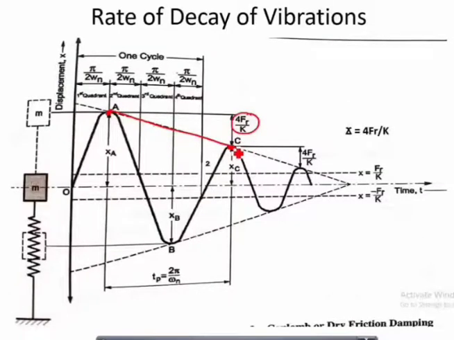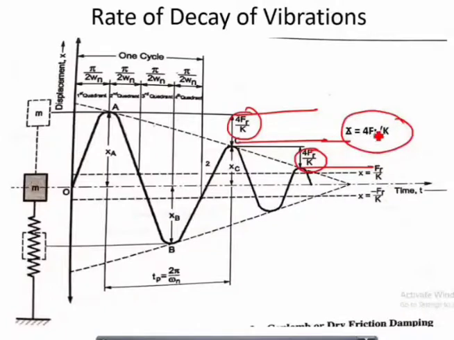The loss of amplitude from point C to, let us say this is a point A, it is 4 fr by k. It means that the difference between A and C is 4 fr by k. Difference between C and D is also 4 fr by k. So in Coulomb's damping, this difference is constant. The difference between any two successive amplitudes is constant, and that is nothing but 4 fr by k.